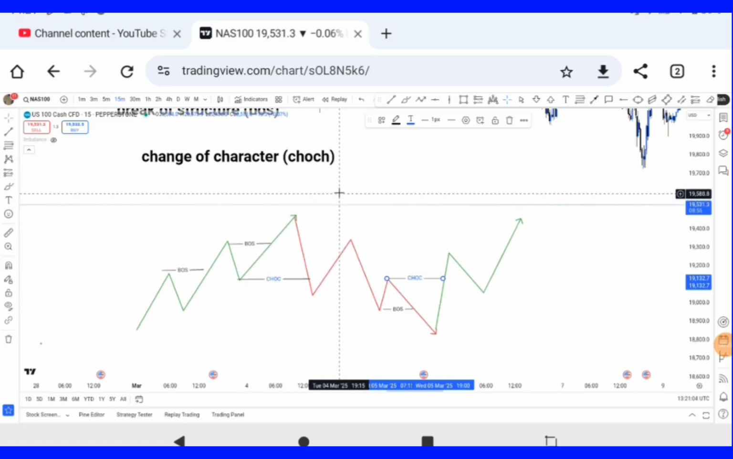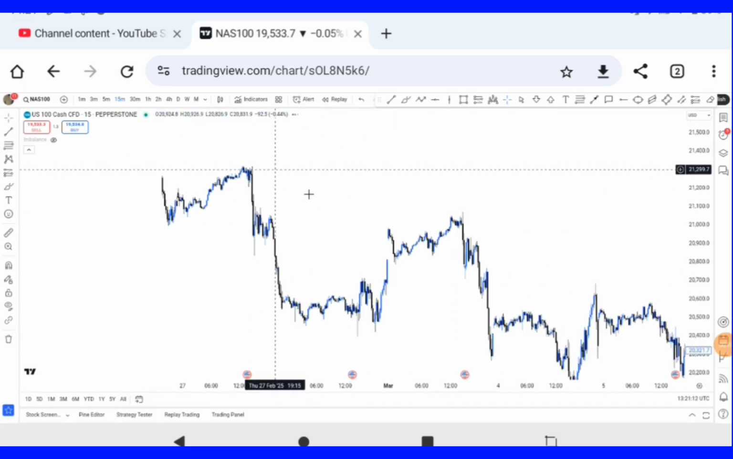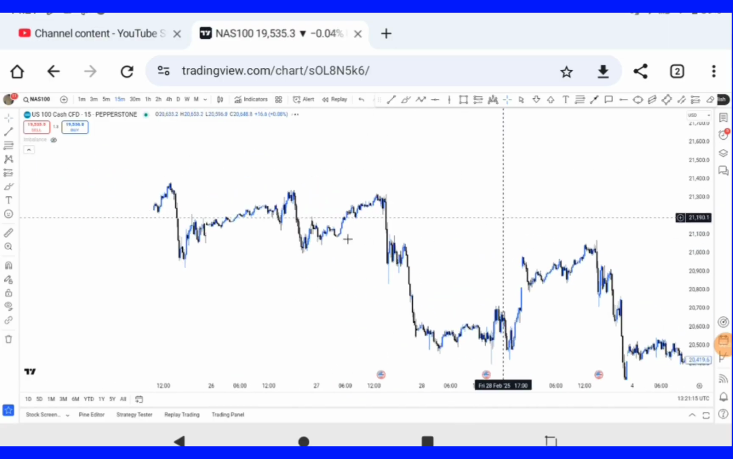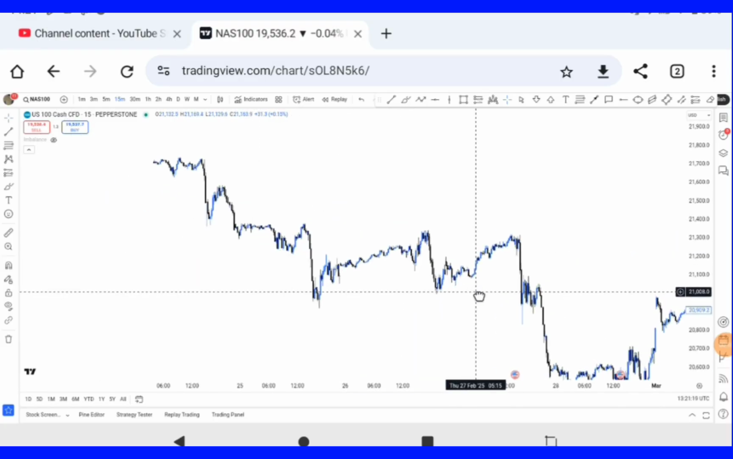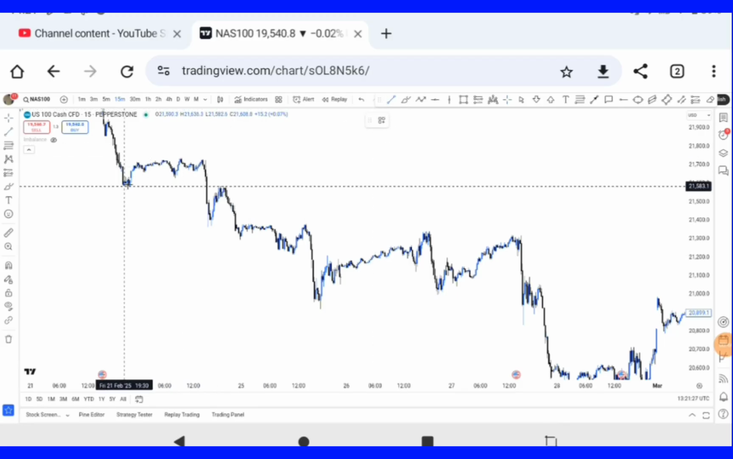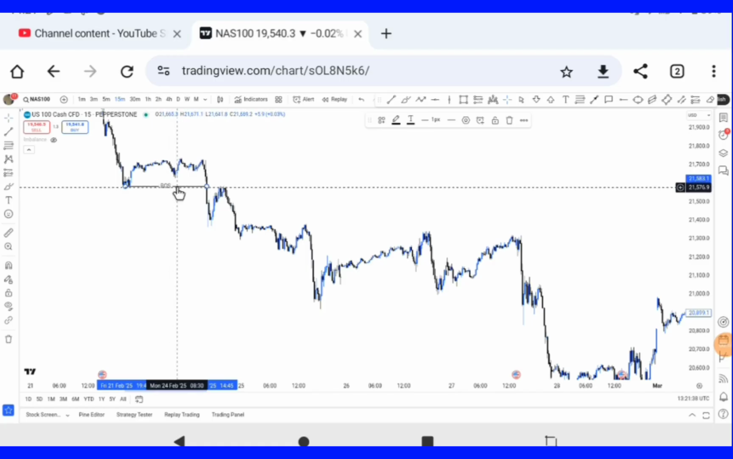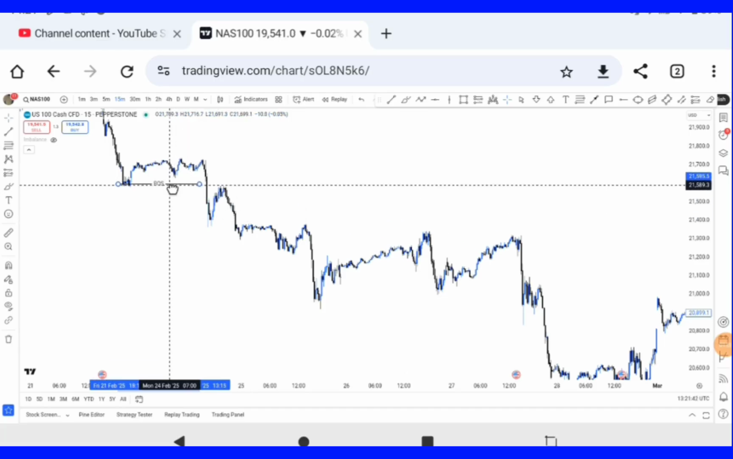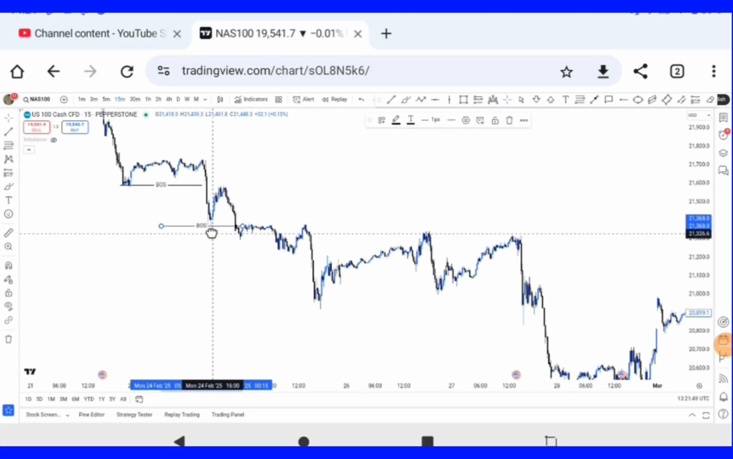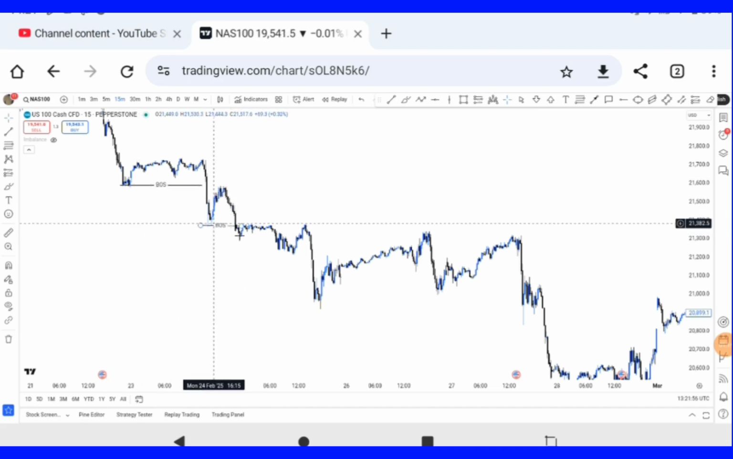Now that we have understood the illustration, let's go straight to the chart to see the real picture of what we have been explaining. So now let's look into this chart. Let's start from this place. You can see from here we have a break of structure in a downtrend. This is a downtrend. We have a break of structure. The break of structure continues. We have another one here. It continues. We have another one here.